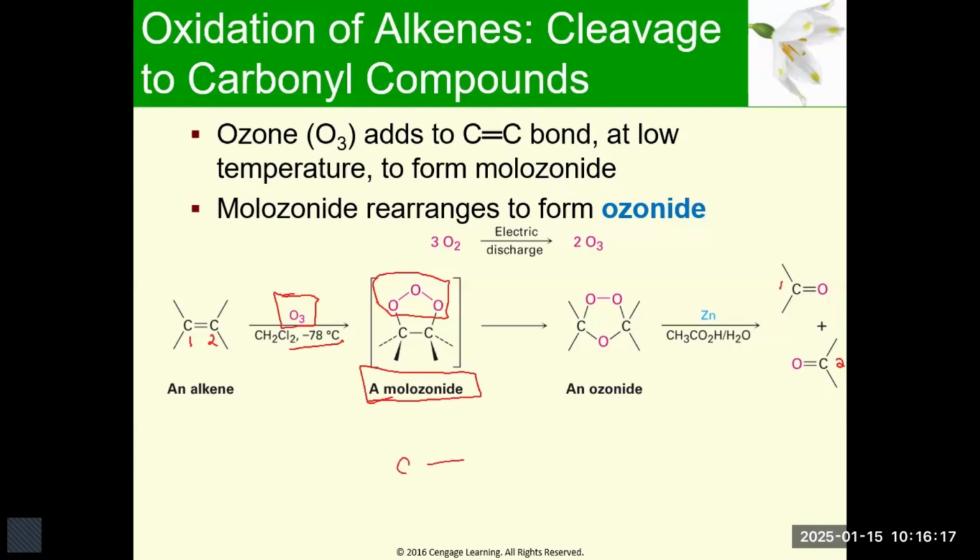And so what I like to draw to be able to see this, let's say this is carbon 1 and carbon 2. This alkene is cleaved. So carbon 1 and carbon 2 are no longer there. And so in its place, they're broken apart, you're going to have two carbonyl groups. And these are two separate compounds.